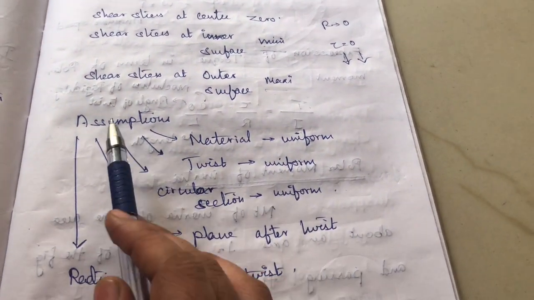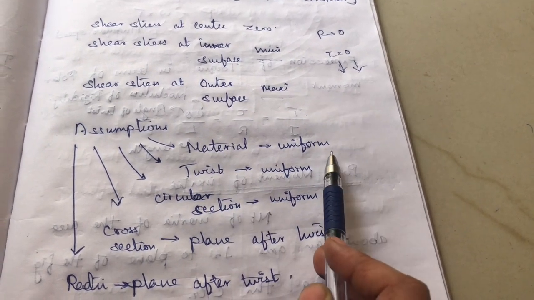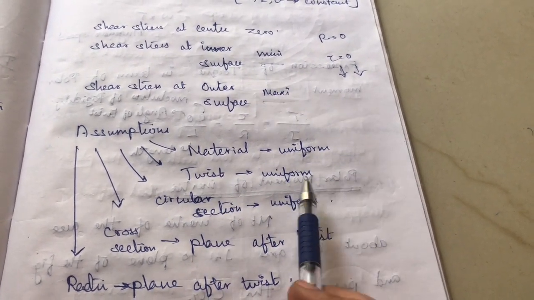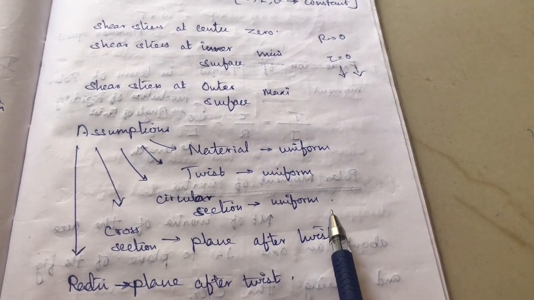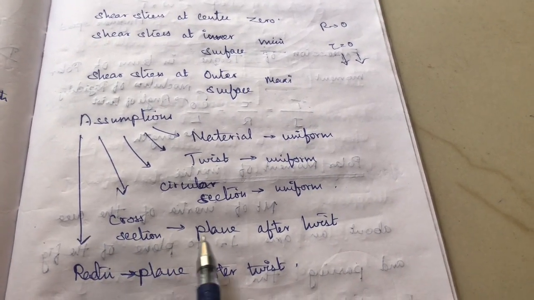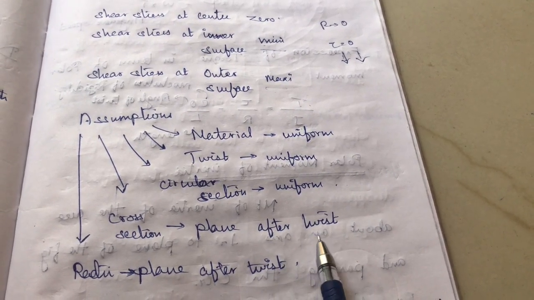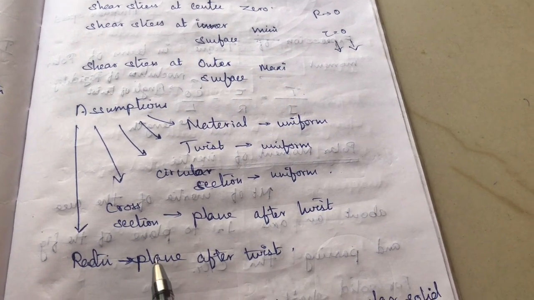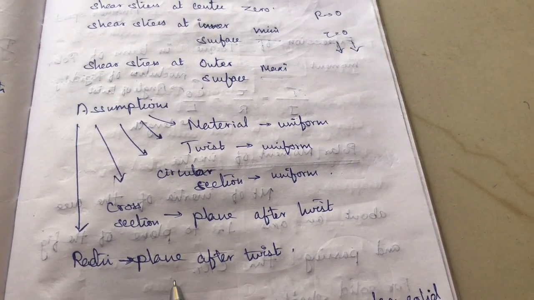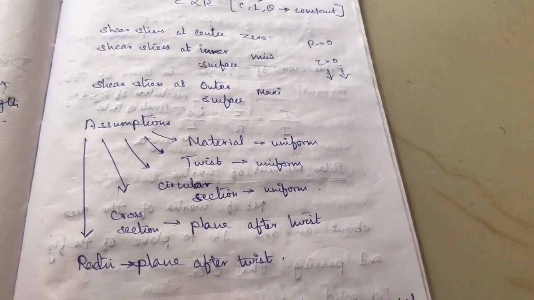They have made some assumptions here: the material should be uniform, the twist should be uniform, the circular section should be uniform, and the cross section should remain plane before and after twist. Similarly, the radii should remain straight before and after twist. These are some assumptions.